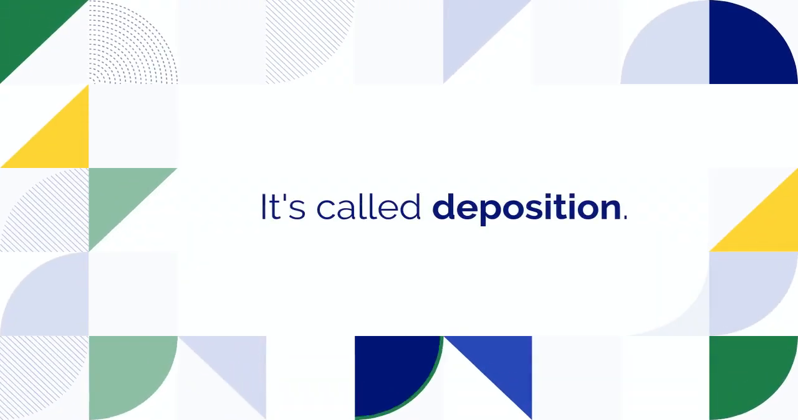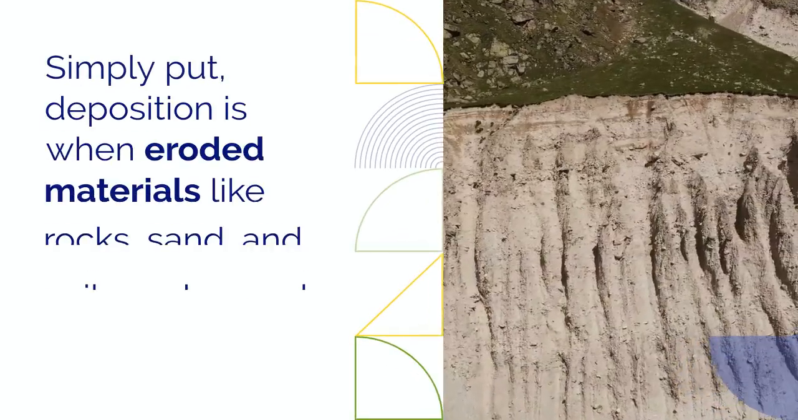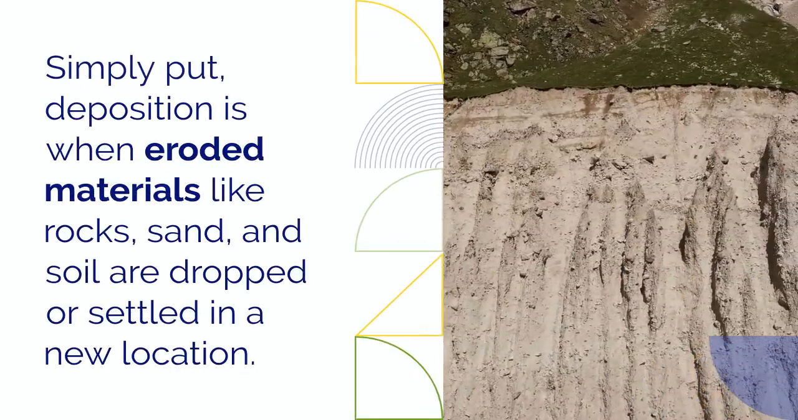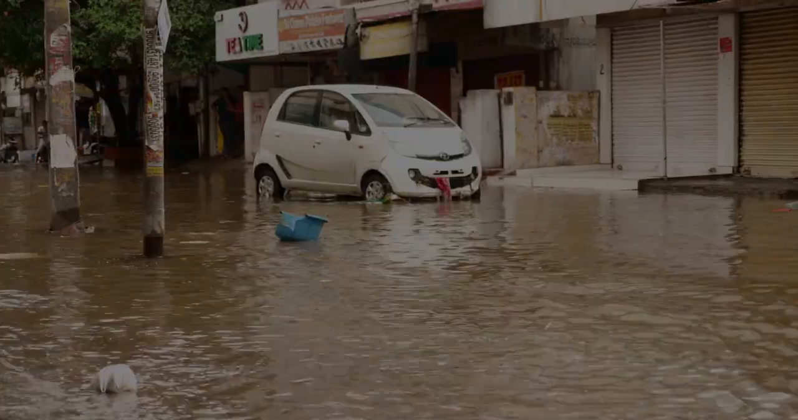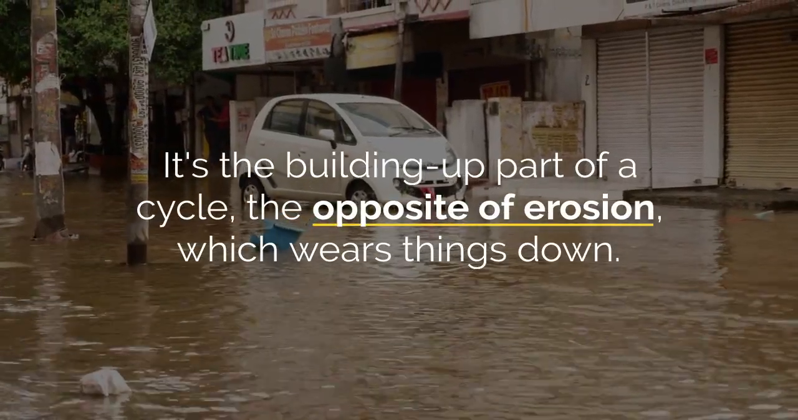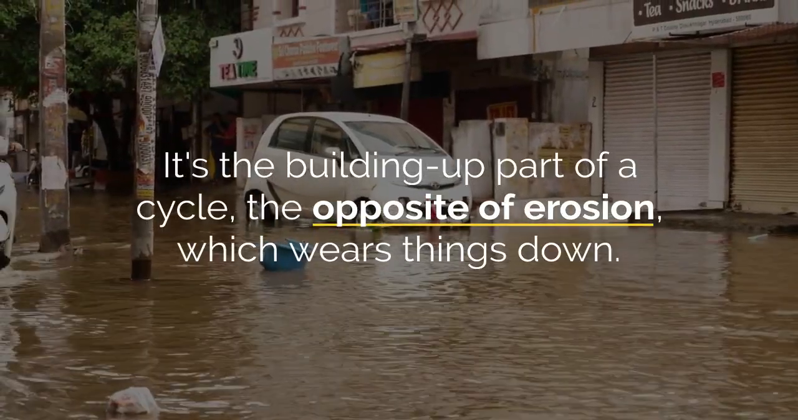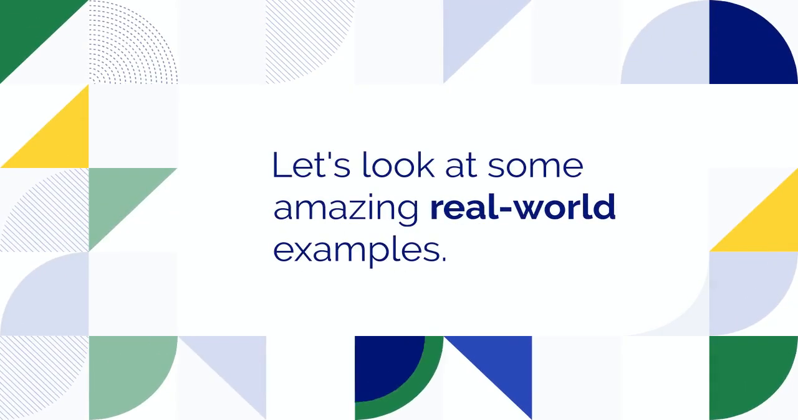It's called deposition. Simply put, deposition is when eroded materials like rocks, sand, and soil are dropped or settled in a new location. It's the building up part of a cycle, the opposite of erosion, which wears things down. Let's look at some amazing real-world examples.